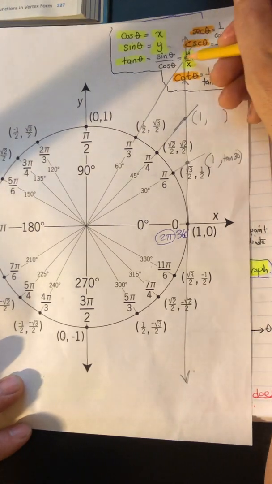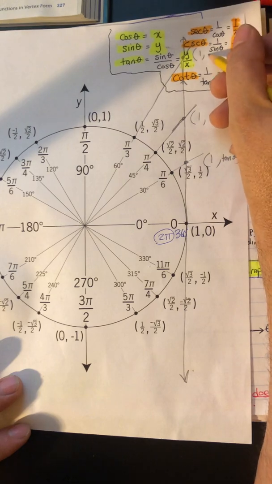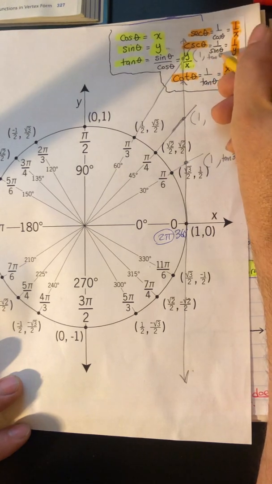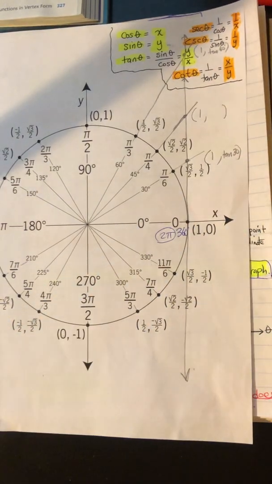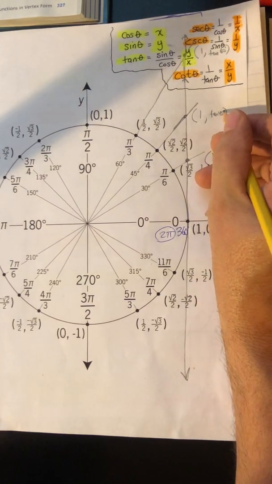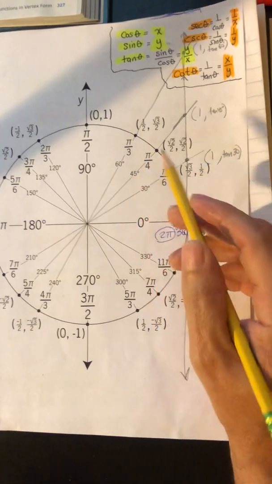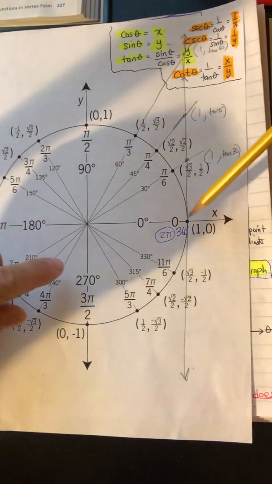Okay, way up here, the x coordinate is always 1, and the y coordinate is the tangent of 60 degrees, which you can get by plugging it into the calculator. This is the tangent of 45 degrees, or the tangent of pi over 4. You can do it in radian mode or in degree mode. Tangent of 90. What do you think the tangent of 90 is?